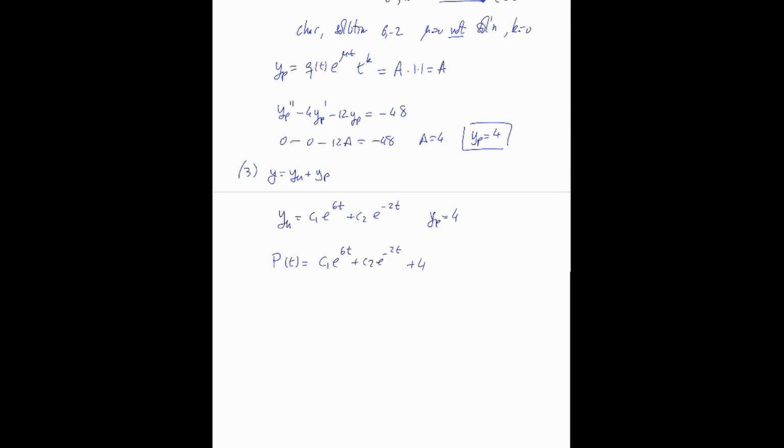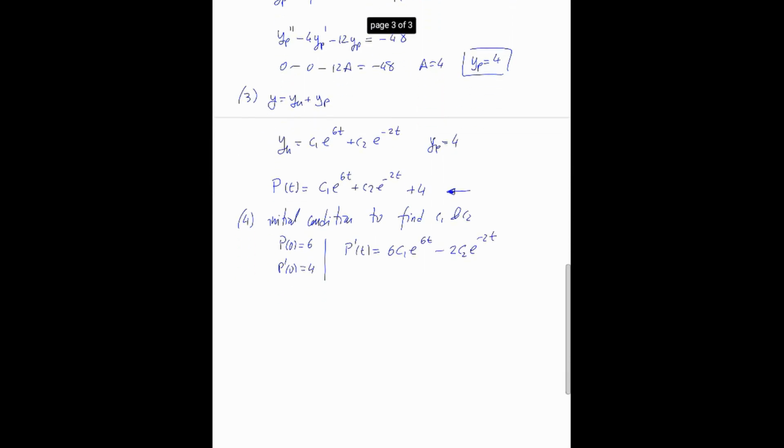plus the particular. And finally, it says to use the initial conditions to find the values of C1 and C2. Our initial conditions here are P of 0 equals 6 and P prime of 0 equals 4. So from P, we have to find the expression of P prime. So let's write here, P is this thing here. So we write P prime of t equals 6c1 e to the 6t minus 2c2 e to the minus 2t.